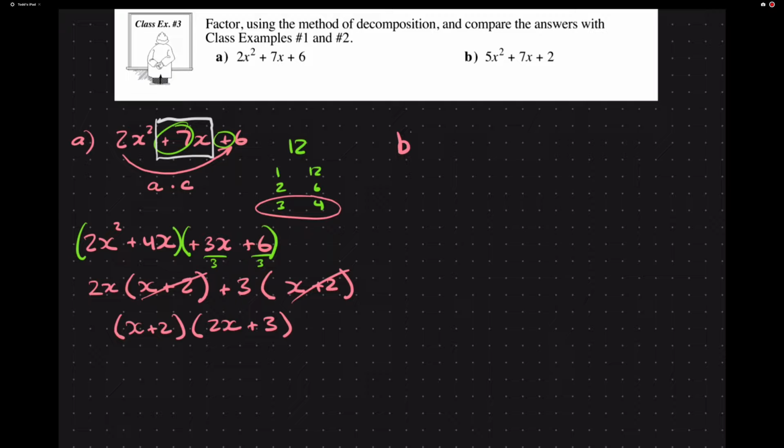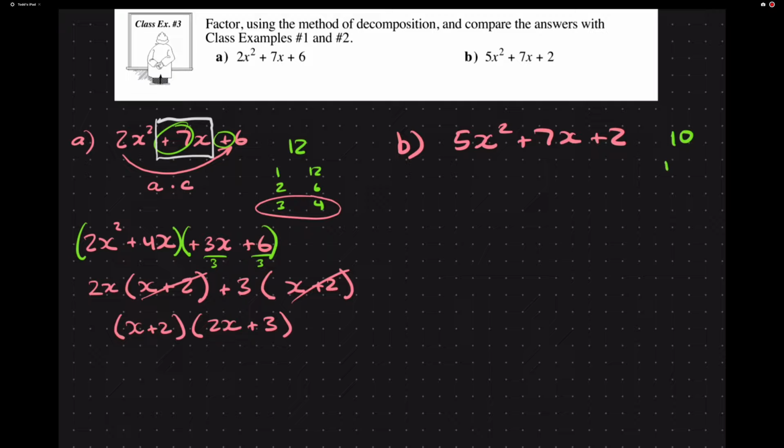Let's move on to example B. So we're starting off with 5x squared plus 7x plus 2. What you want to do every time is ask, is there anything common that I can pull out of these three terms? In this case, the answer is no. And this is not a 1, so we're going to need to use the same process that we did right here. So I'm going to multiply the 5 times the 2, and I get 10.